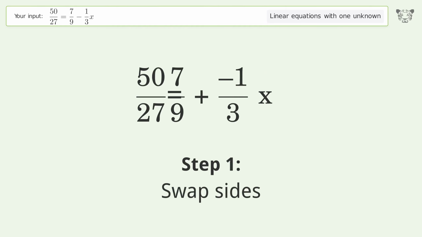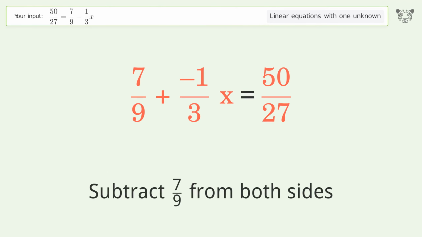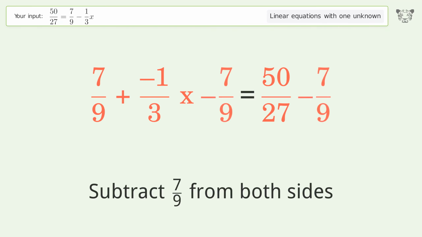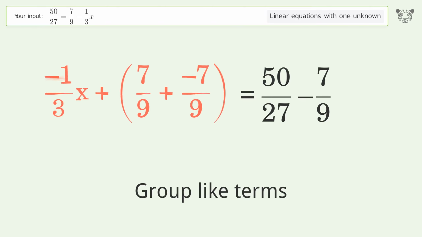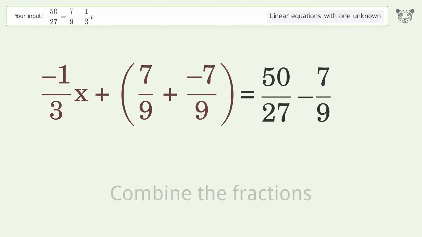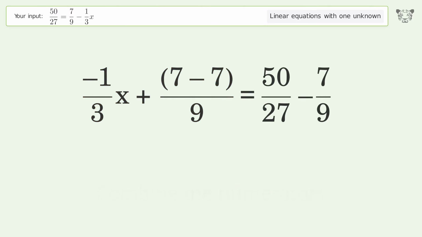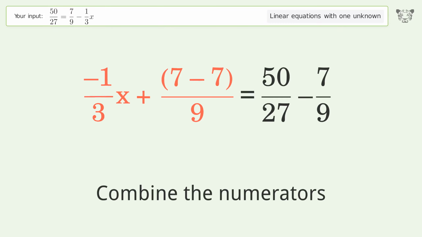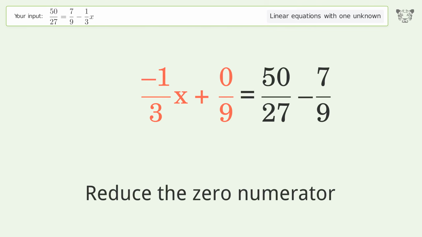Swap sides. Group all constants on the right side of the equation. Subtract 7/9 from both sides. Group like terms. Combine the fractions. Combine the numerators. Reduce the zero numerator.